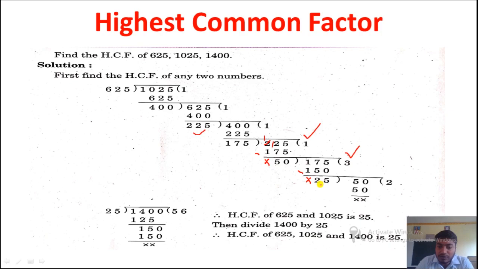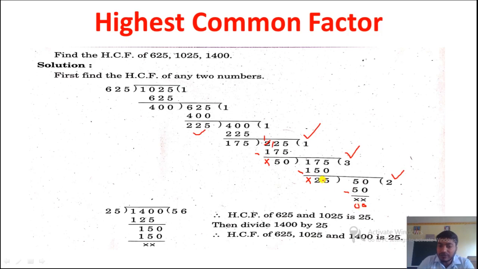Now by this remainder we have to divide this divisor 50. Here you can see, how many times will it go? 2 times. When we multiply 25 by 2 we will get 50. When we subtract, 0 minus 0, either you write 0 or give cross mark, and 5 minus 5, 0. So here we are getting the remainder 0.